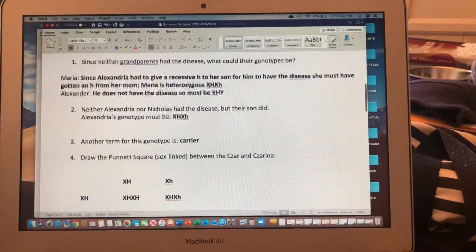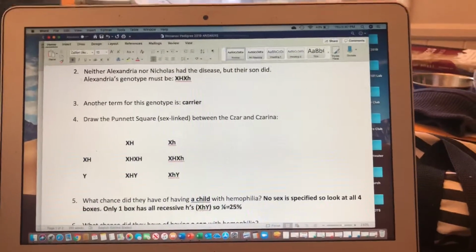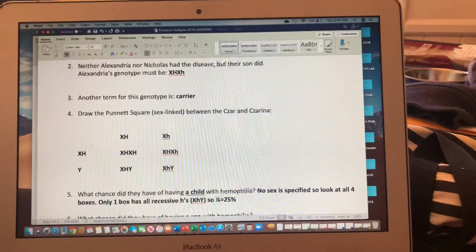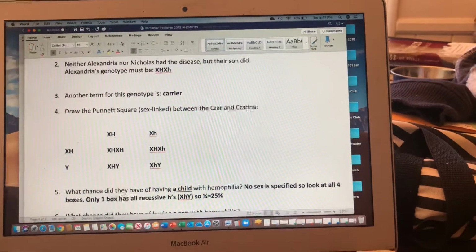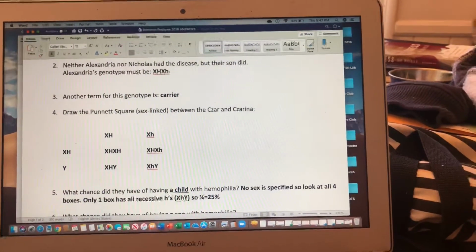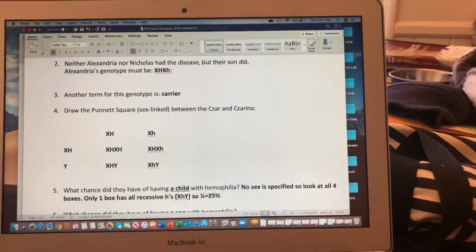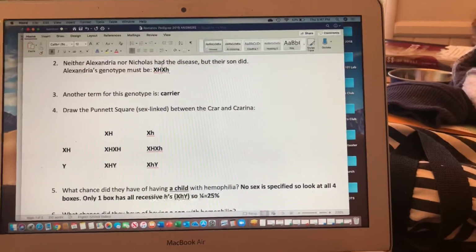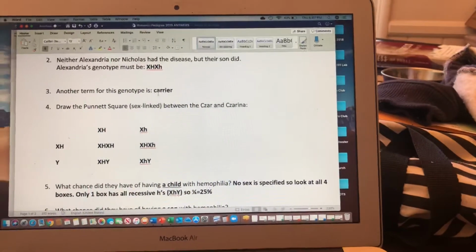So I want to go down here now and talk about number 2. So we have figured out that Alexandra's genotype must be heterozygous because she does not have the disease, but she is hiding that recessive H that she passed down to her son. Another term for this heterozygous genotype is carrier. That's the answer for number 3.